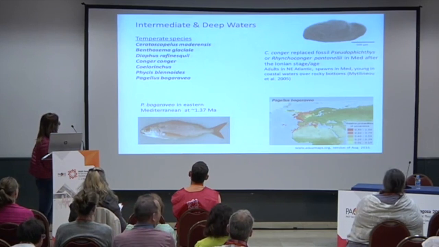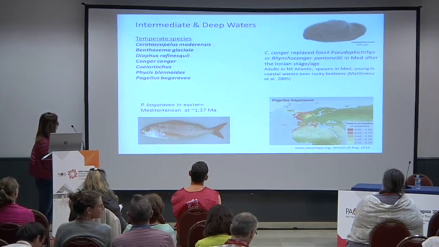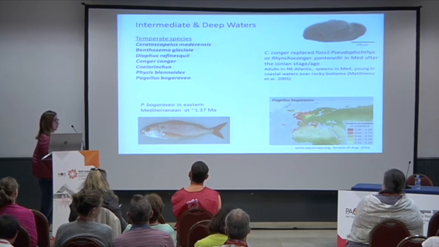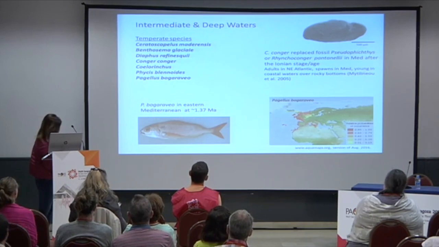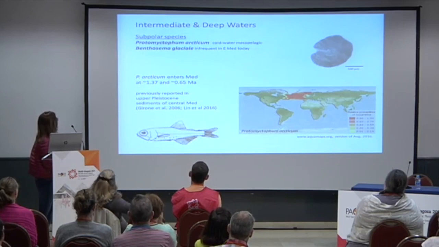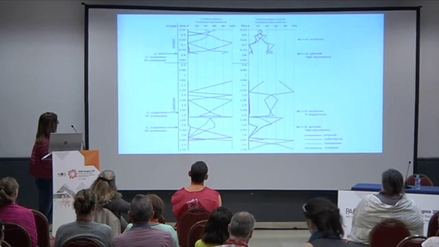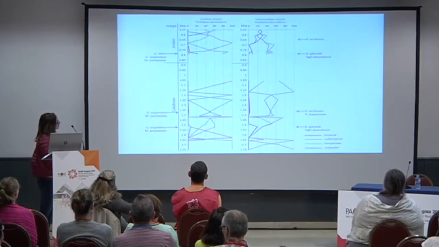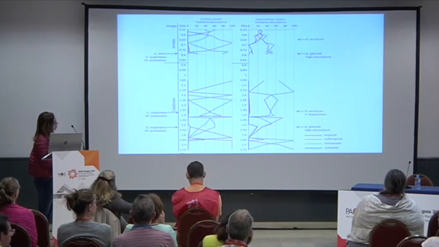Okay, another important occurrence at 1.37 is Pagellus bogaraveo, the red sea bream. We eat this, so it's a nice fish. It appears together with Protomyctophum arcticum, the cold water mesopelagic. And then we plotted the distributions of the different tropical, subtropical, temperate, and subpolar species.